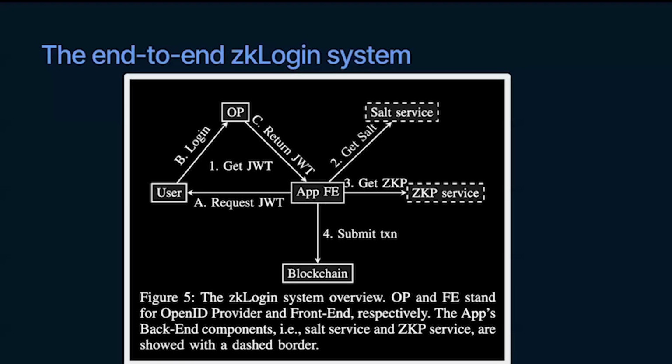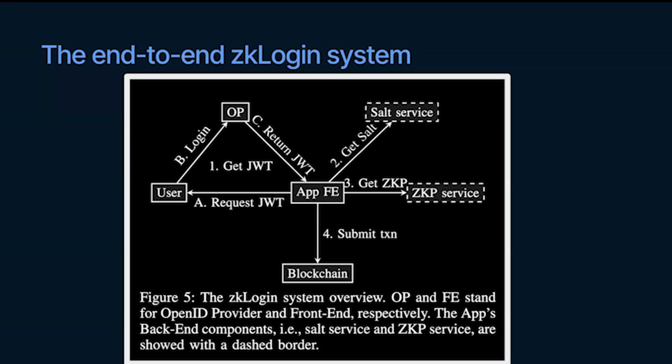To summarize, the end-to-end zkLogin system looks something like this. We have a user who uses the OpenID provider. He logs into the OpenID provider, gets the JWT, and sends that to the app's front end. In the case of an extension wallet, it's your extension. In the case of a mobile wallet, it may be your mobile app. The front end can then use the JWT to fetch the salt from the salt service.